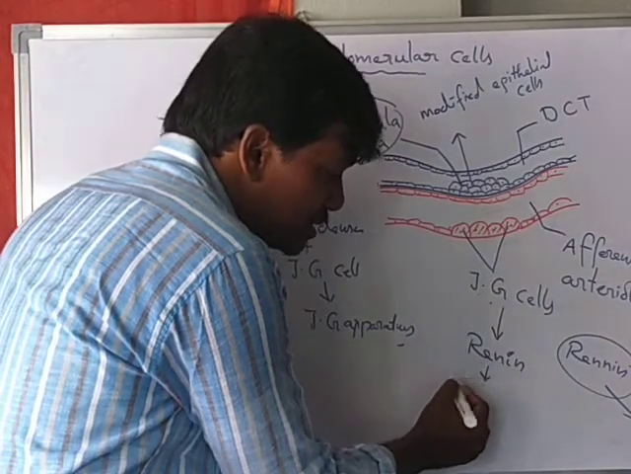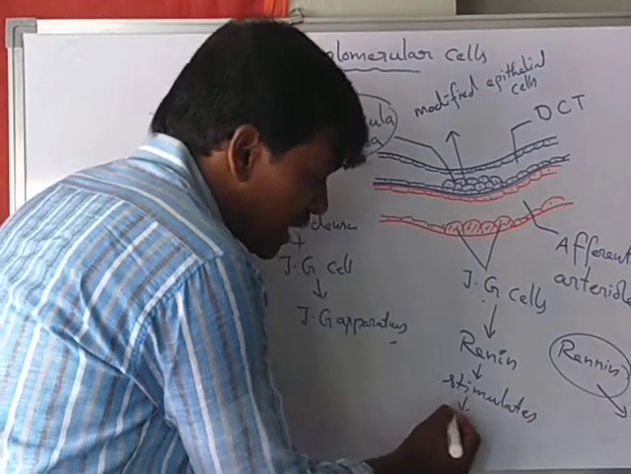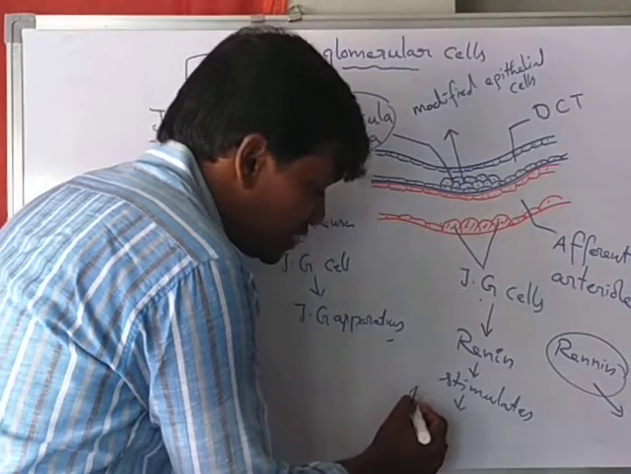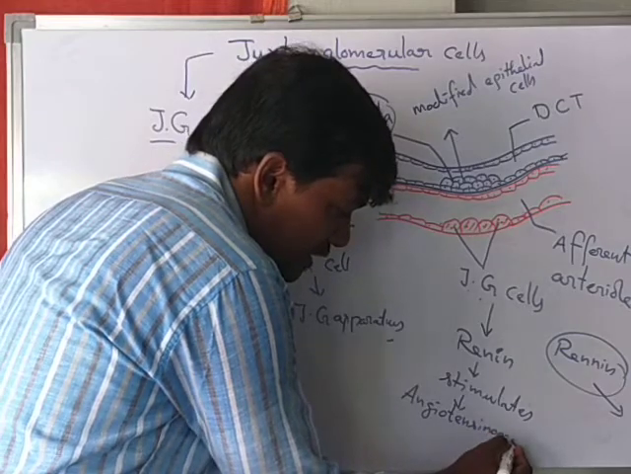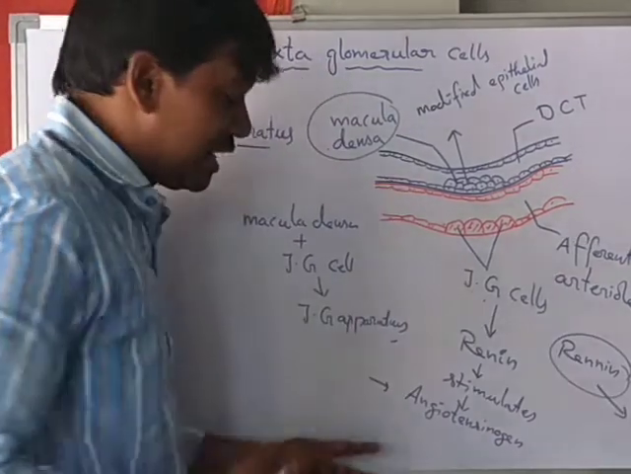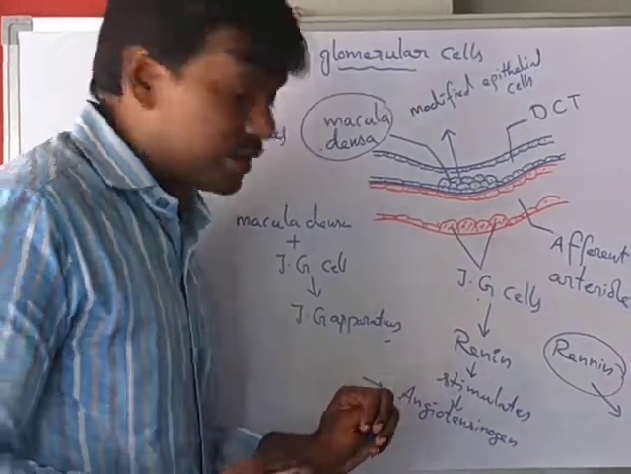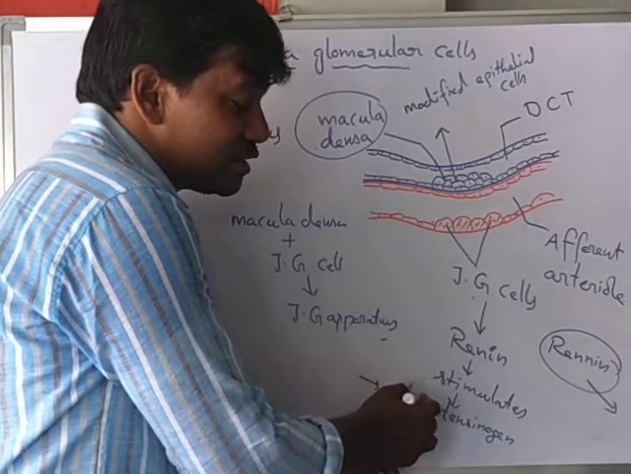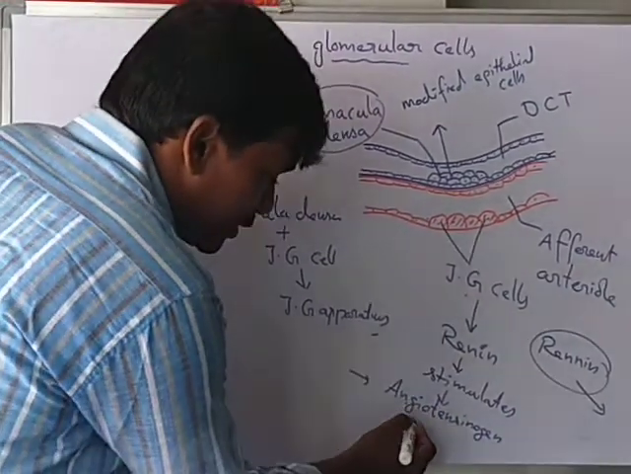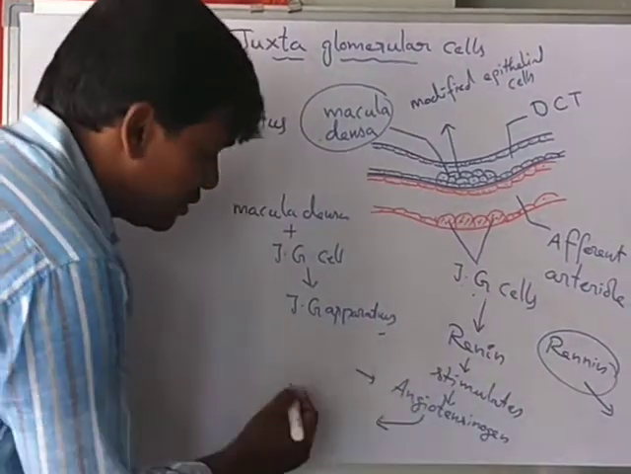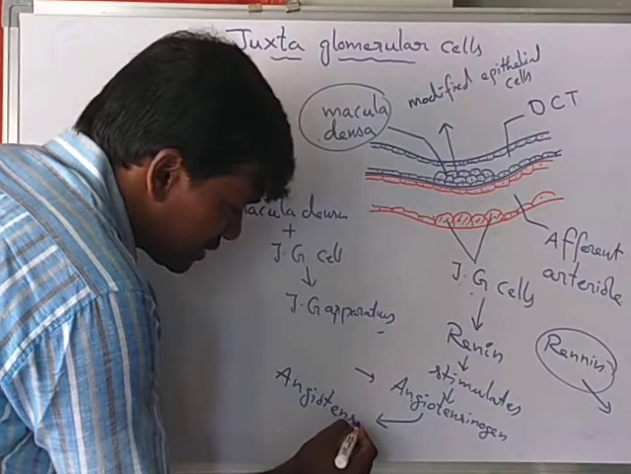This renin acts on angiotensinogen. Angiotensinogen is the inactive form. Renin activates the angiotensinogen, converting it into angiotensin 1.